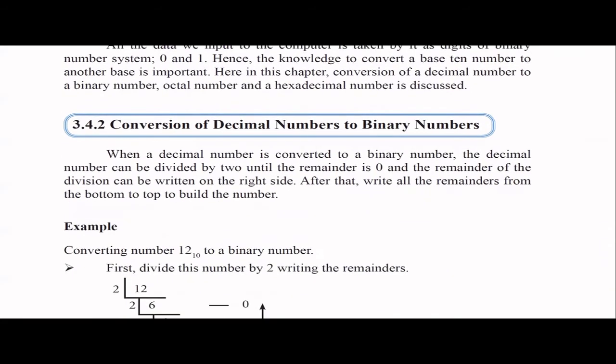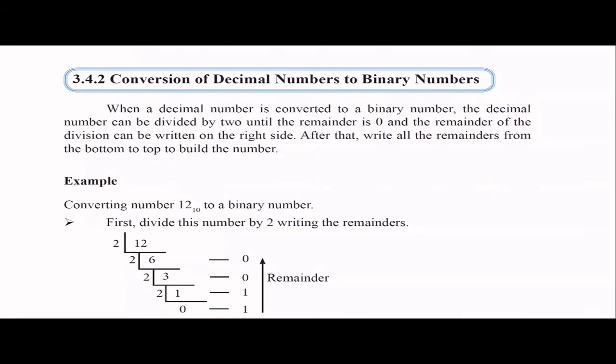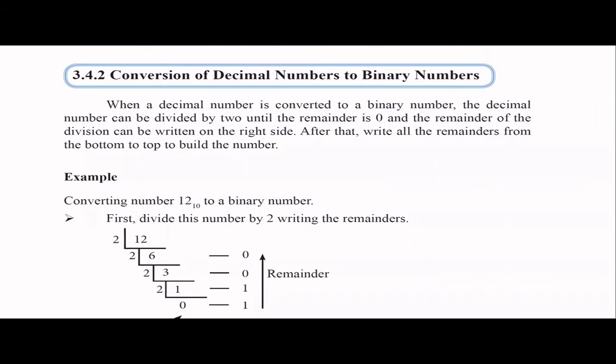We'll start with decimal to binary number systems. Now we have a decimal number and we are going to convert it to a binary number. So what is the basic technique here, now that you are converting it into binary numbers?